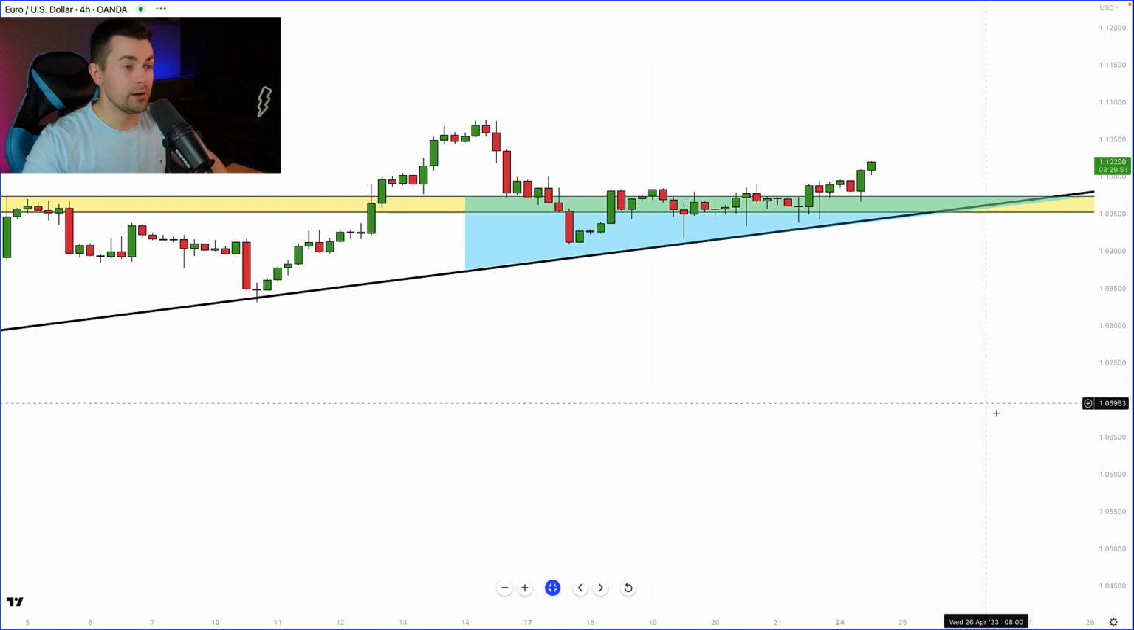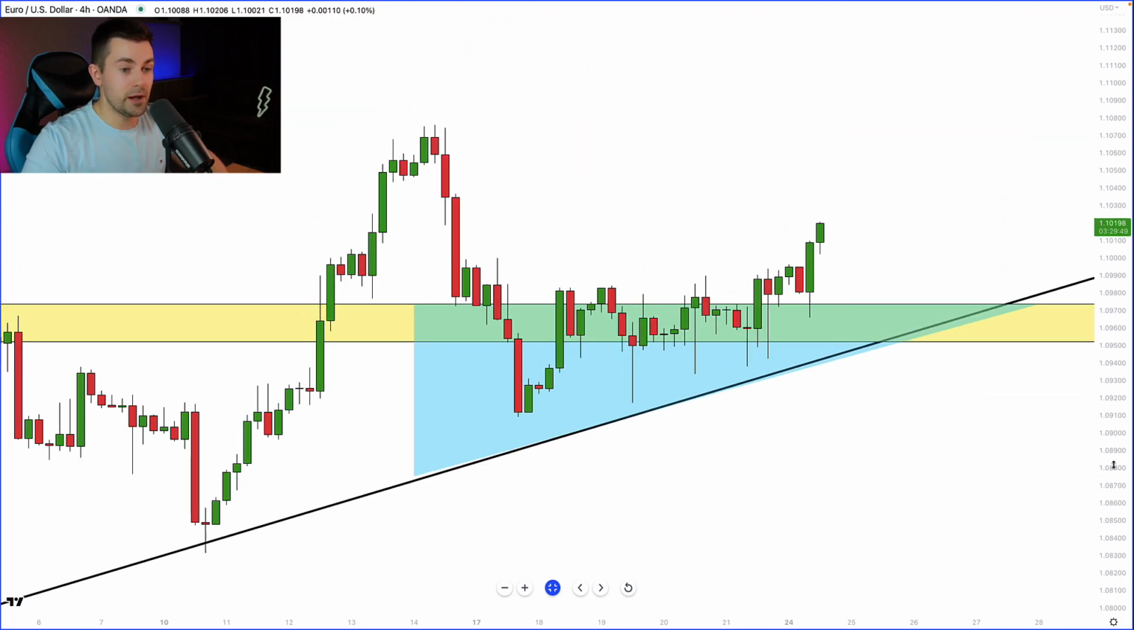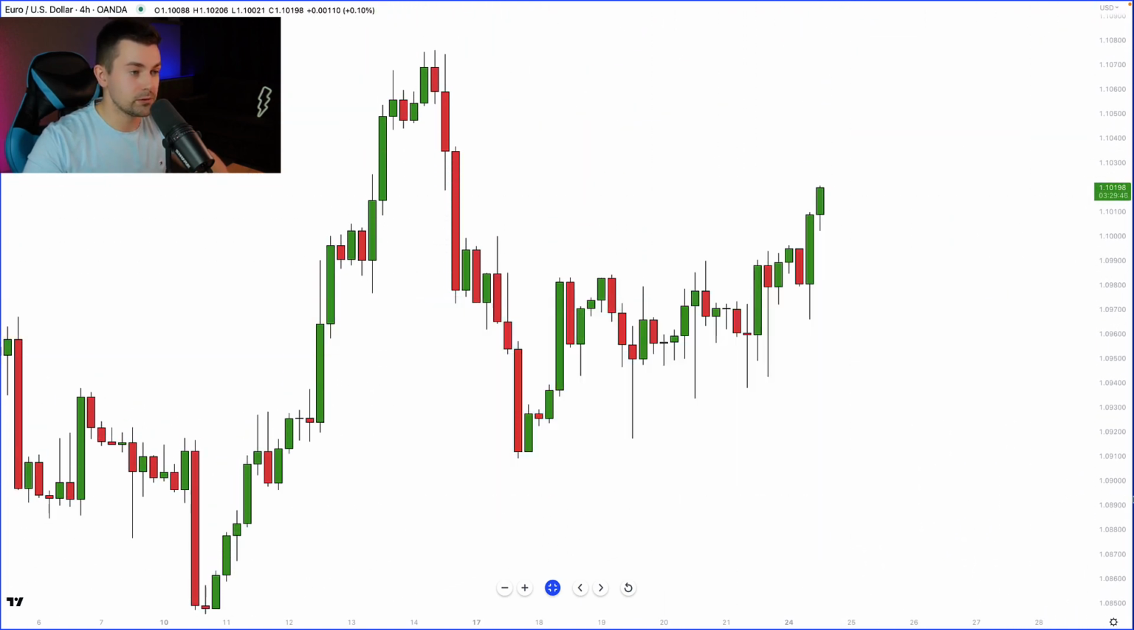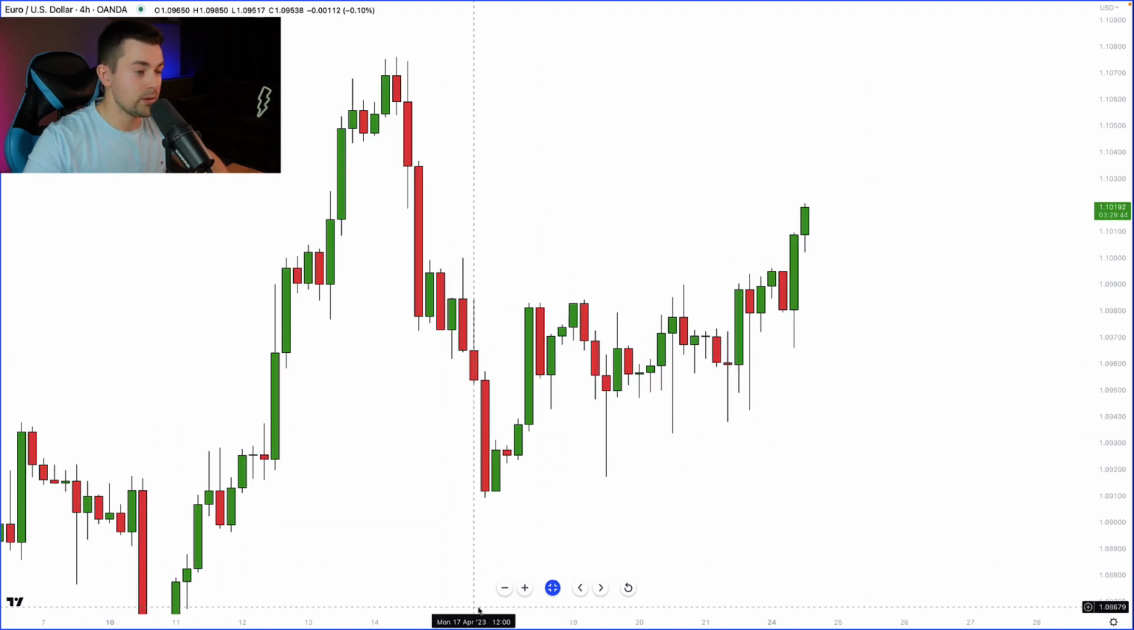If we open the 4-hour time frame and analyze the price action here in the 4-hour time frame, let's just remove everything and concentrate on the price action.